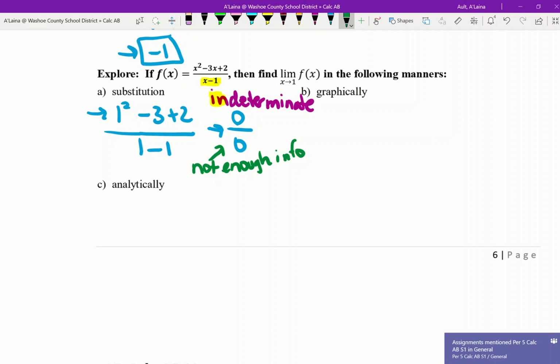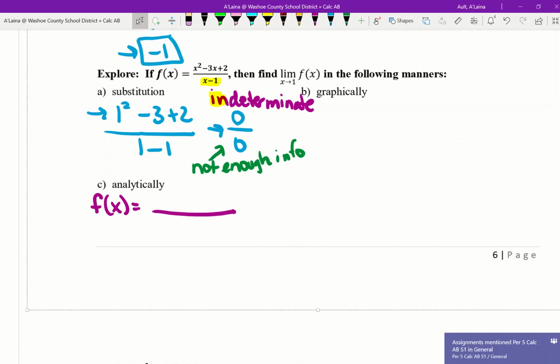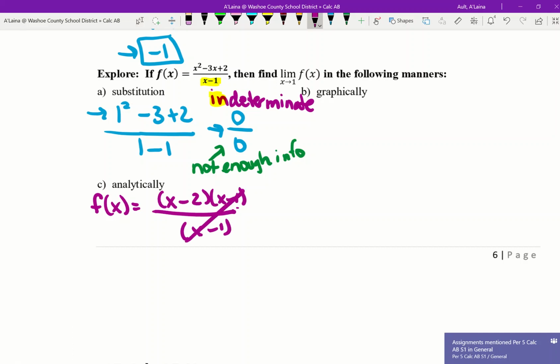I'm actually going to do part C before I do part B, because the strategy I would use graphically would start with some analytical manipulation of this. So I'm going to take f of x and rewrite it in a factored form on that numerator and see if I can get an equivalent version of this expression. If I factor this as x minus 2 times x minus 1 over the quantity x minus 1, we can see there's a repeated factor. And so this is equivalent to the expression x minus 2.